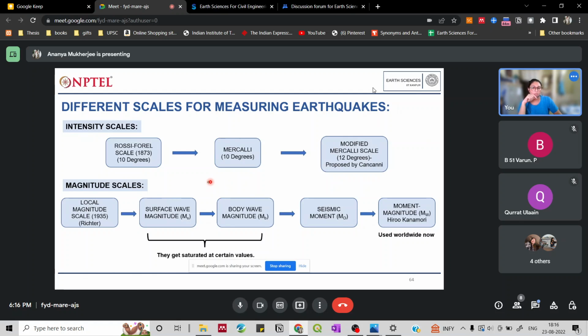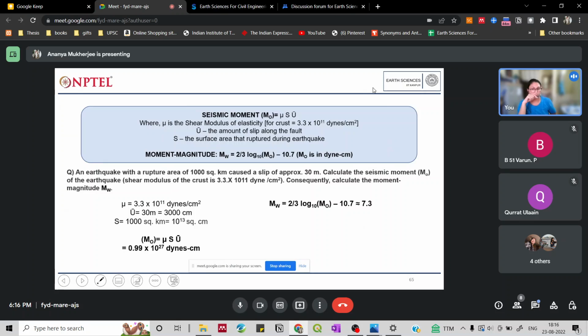So later on they could establish different empirical relations, which finally gave us the currently used scale, that is the moment magnitude, which was given by Hiroo Kanamori. It is based on the seismic moment. So what is seismic moment? The seismic moment is calculated based on the shear modulus of the crust.